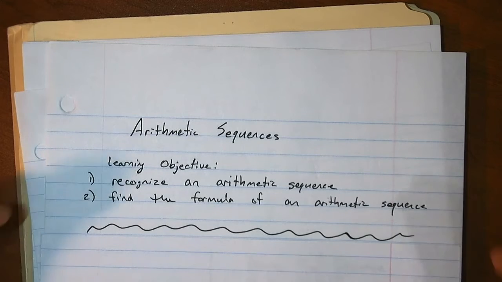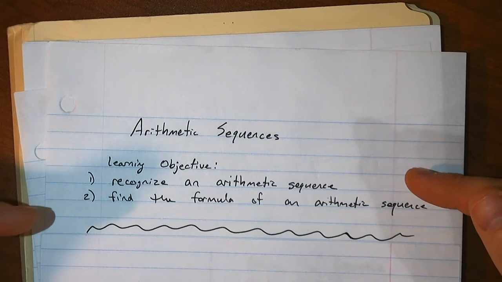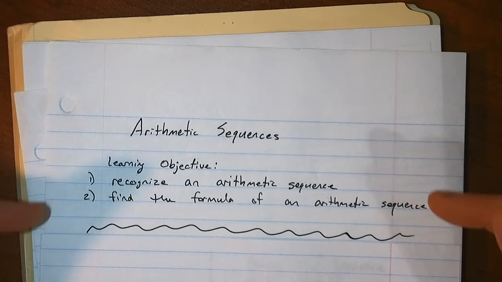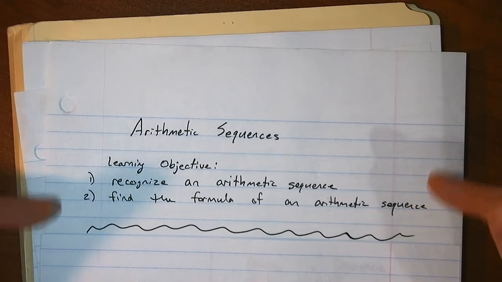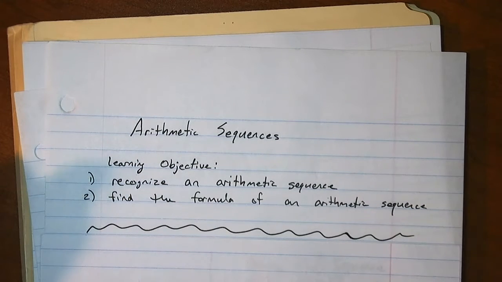For an arithmetic sequence, how do you find its formula? How do you generate its formula? That's what this video is going to be all about. All right, so a quick look at the learning objectives. We already should, from the last video, know how to recognize an arithmetic sequence, but that's going to be a key skill in writing its formula. So you have to know that it's arithmetic before you can find its formula.